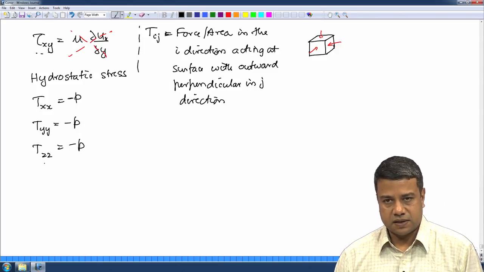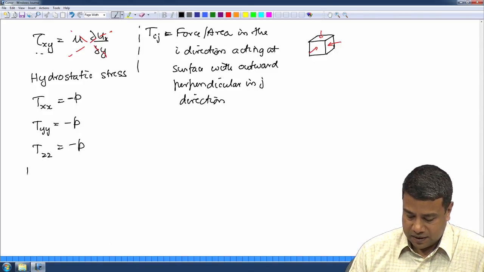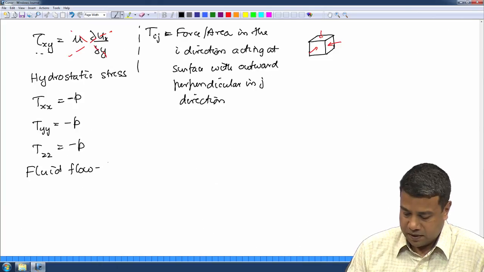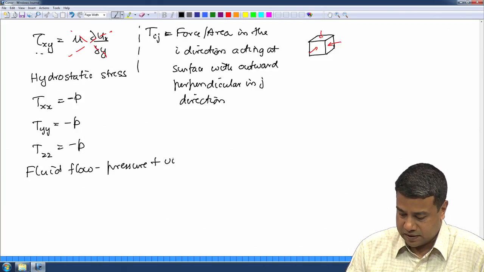That is the hydrostatic stress. Okay. What about when there is fluid flow? When there is fluid flow, you have pressure plus viscous stresses.